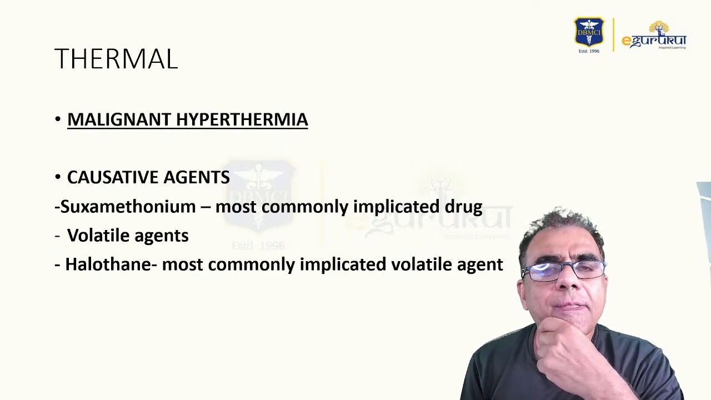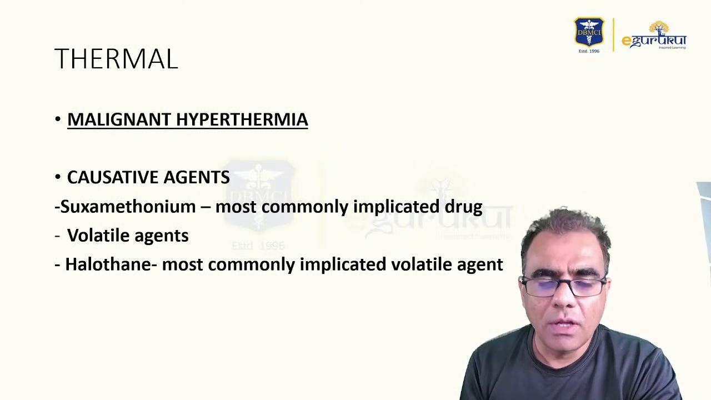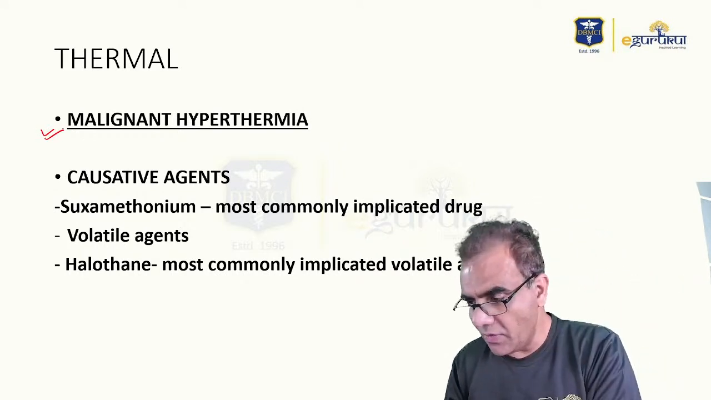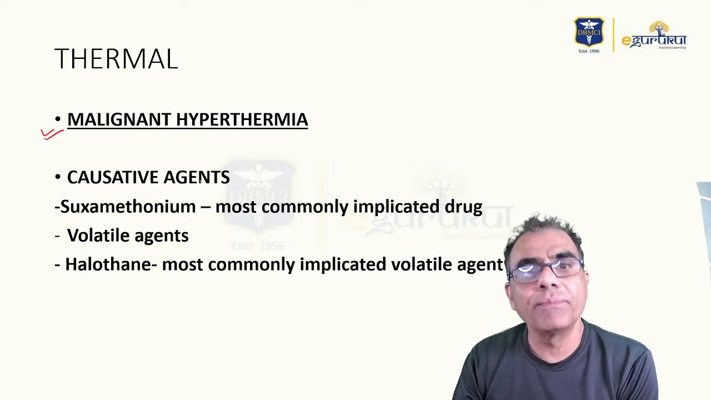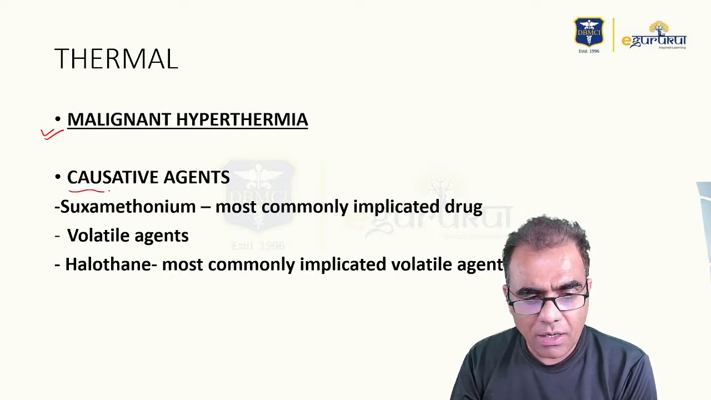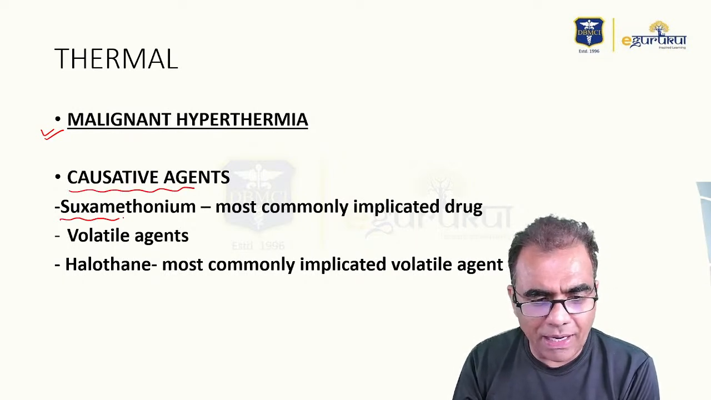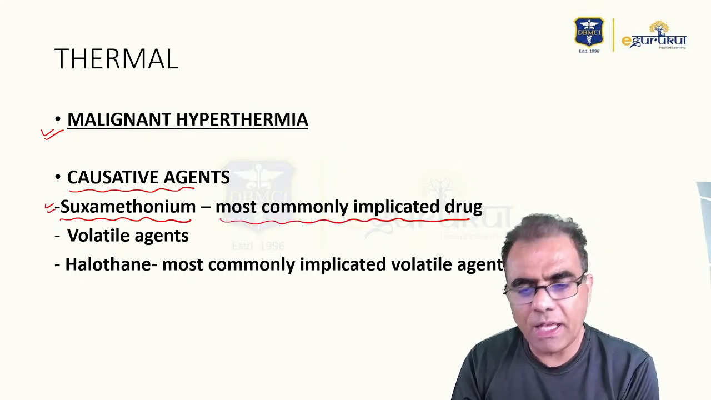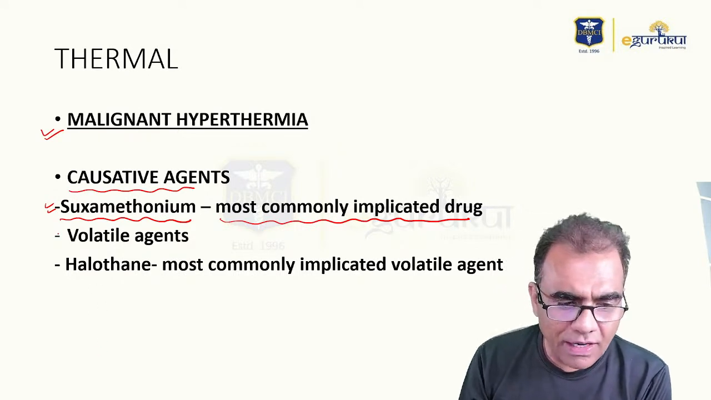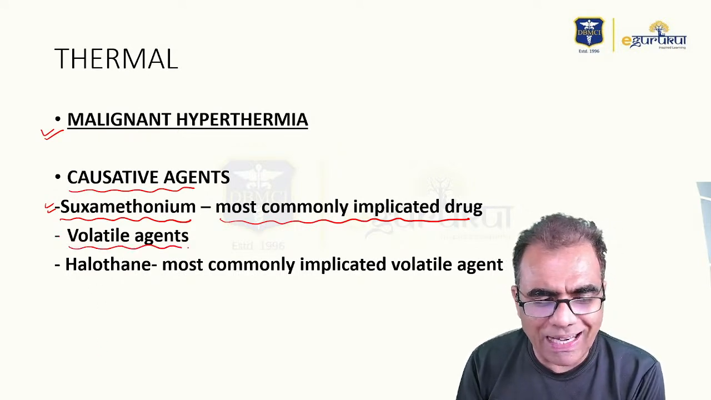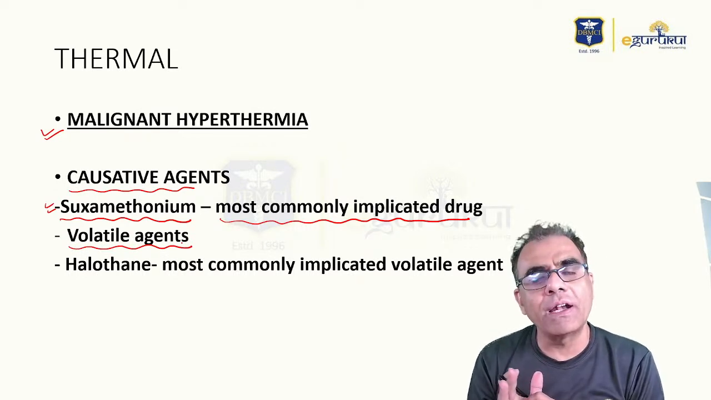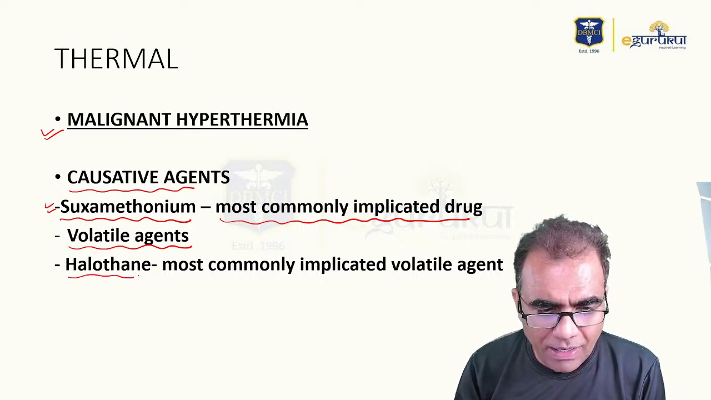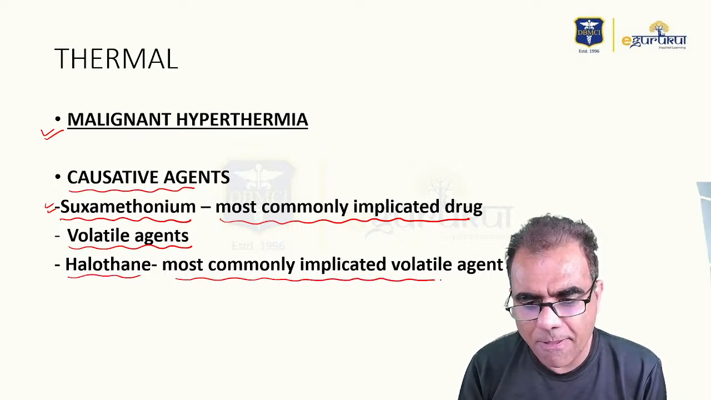Thermal complications can be hypothermia or can be hyperthermia. And one hyperthermia related complication which is very dangerous is malignant hyperthermia. And for malignant hyperthermia, the most commonly implicated drug is suxamethonium. So suxamethonium is the most commonly implicated drug. Then other than suxamethonium, all volatile agents can also trigger malignant hyperthermia. However, among volatile agents, the most commonly implicated volatile agent is halothane.